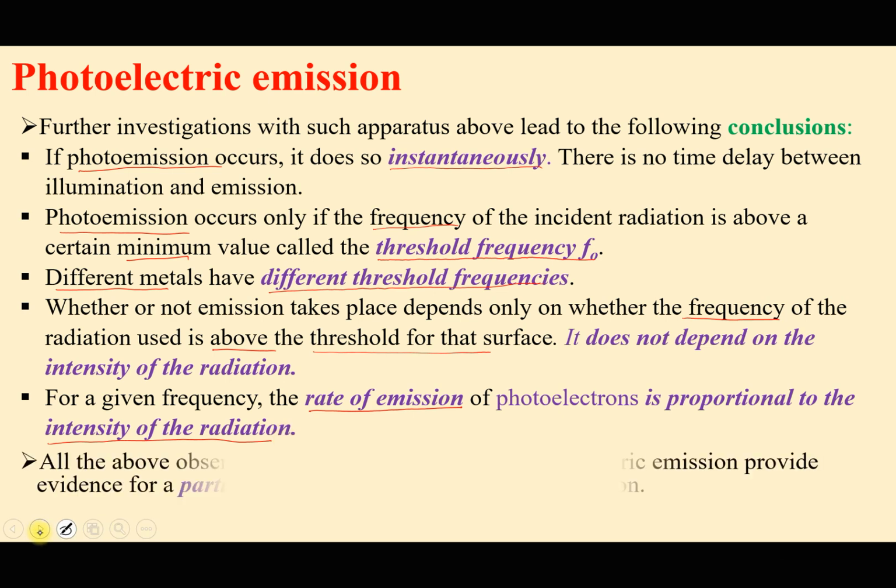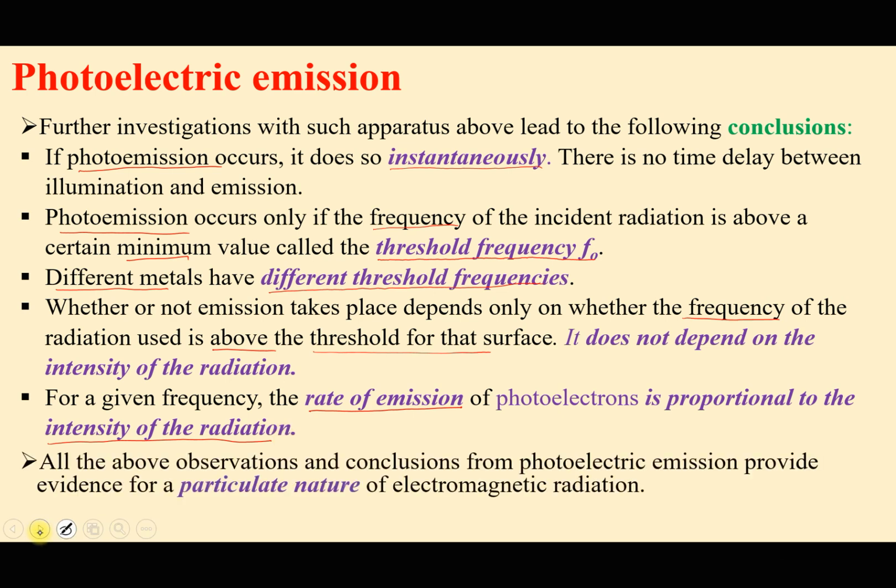And all the above observations and conclusions from photoelectric emission provide evidence for what we shall call the particulate nature of electromagnetic radiation. Emission occurring instantaneously, there being a threshold frequency, the rate of emission depending on intensity, all these observations provide evidence for the particulate nature of electromagnetic radiation. In other words, electromagnetic radiation having particle-like behavior, as we shall explore in more detail later on.